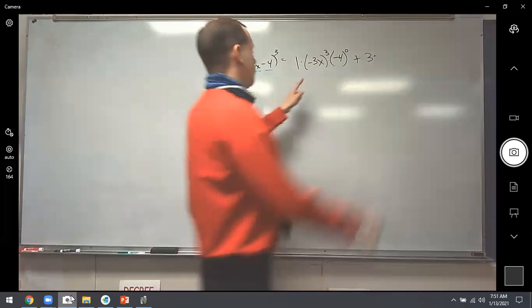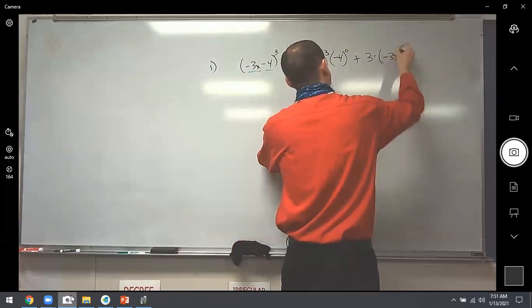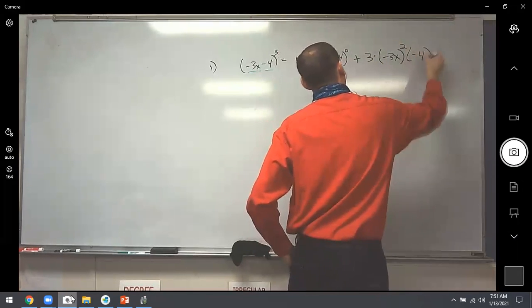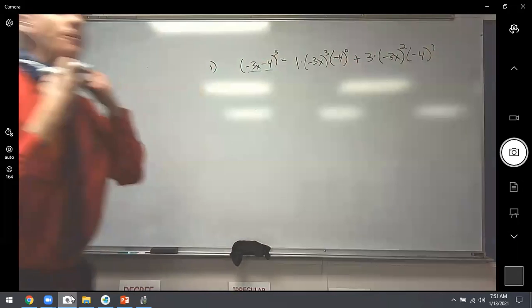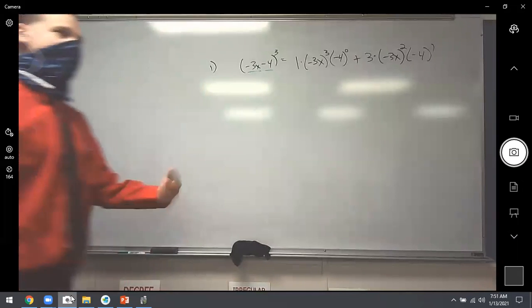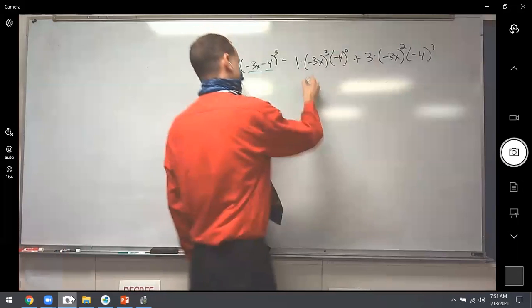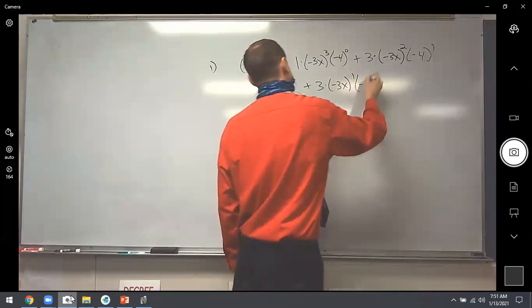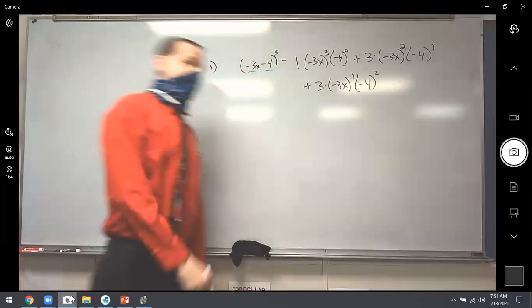And the next term, well, the negative 3x term, if it started high, it's going to go down. So it's going to be raised to a second power now. And if the negative 4 started low, it's going to go up and be a first power now. And you just keep on doing this as you go down the line. The next number on the row is another 3. And that's times the negative 3x to the first, and the negative 4 to the second.